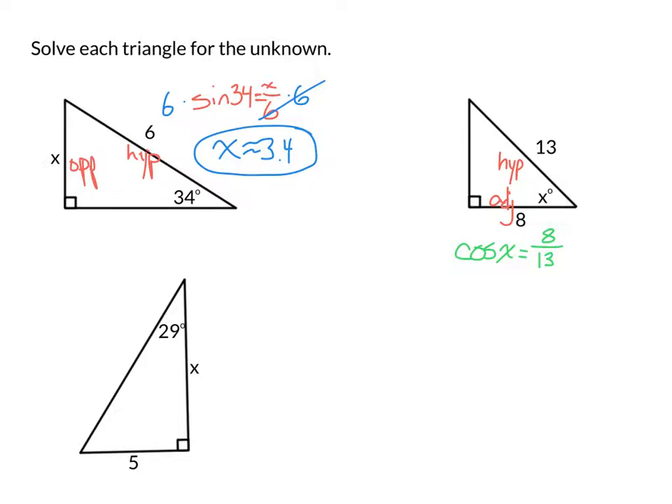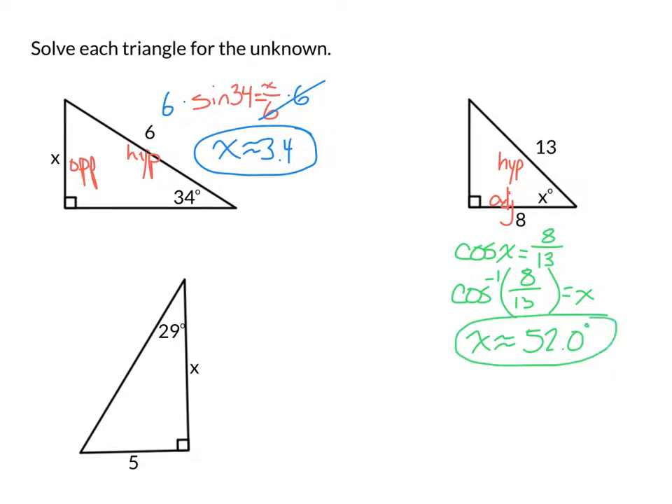Anytime we want to find an angle using trig, that's when we have to do our inverse cosine. So we'll do the inverse cosine of 8/13, and that should be able to tell us approximately what x is when we type that into our calculators. And we come up with about 52.0 degrees for our angle there. All right, let's do the last one.